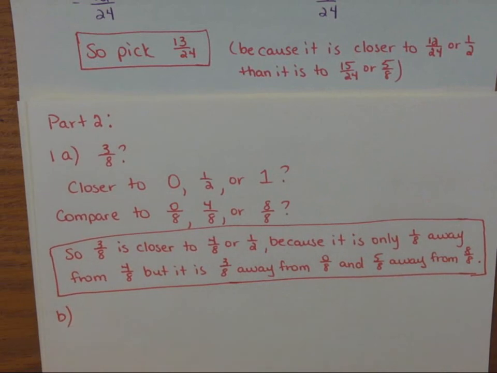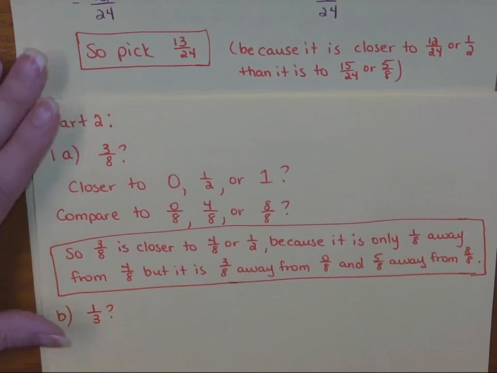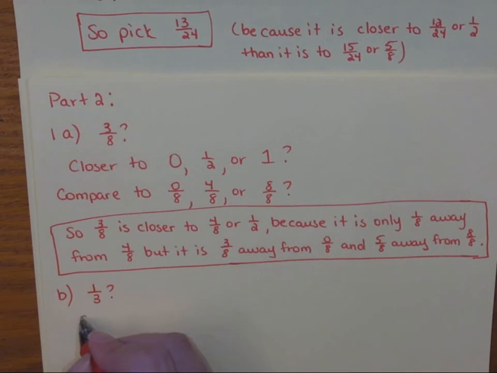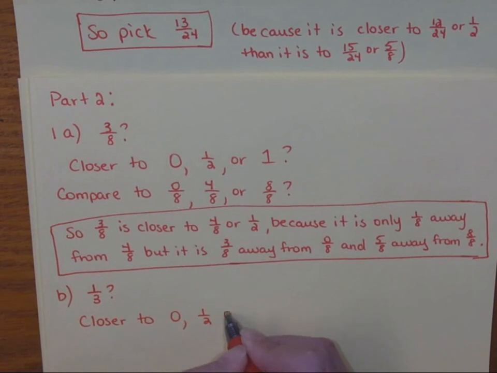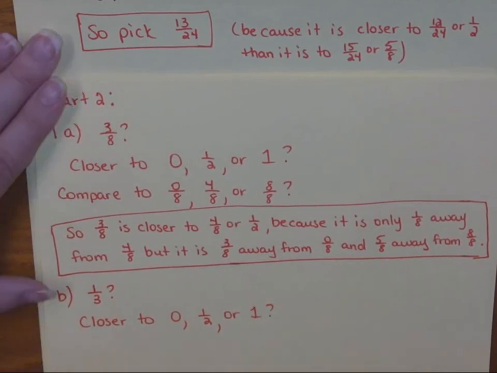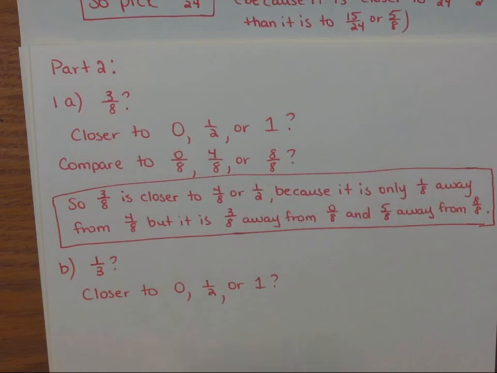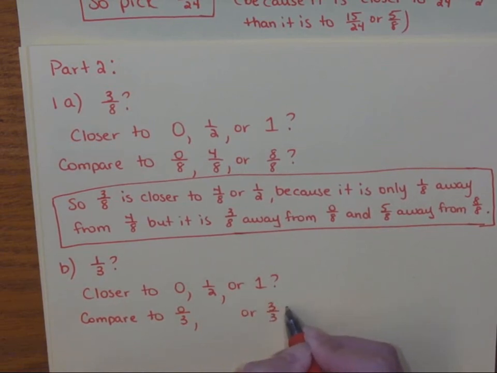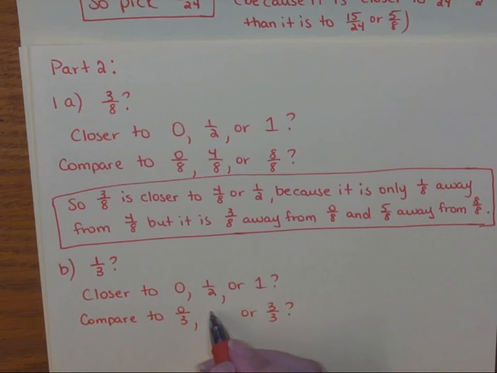All right, so let's look at one more and then you can practice some of these on your own. Let's look at 1/3. All right, so the question again is, are we closer to 0? Are we closer to 1/2? Or are we closer to 1? So notice when we try to compare them, the 0 and the 1 are kind of easy, right? So we'll compare to 0/3, right? I'm going to leave that middle one blank. 1 would be 3/3.